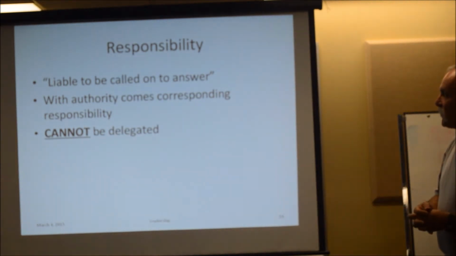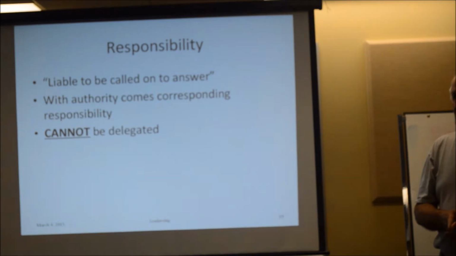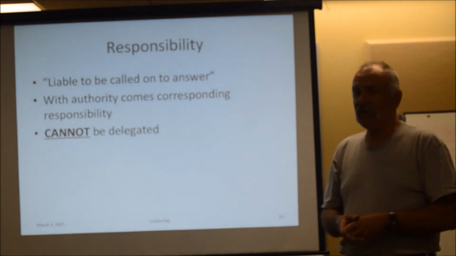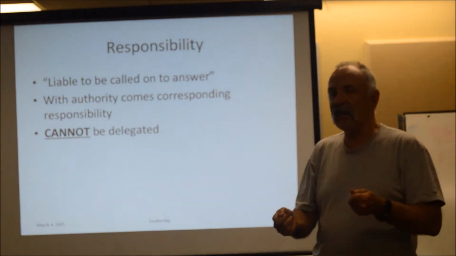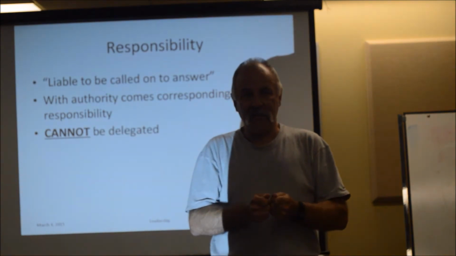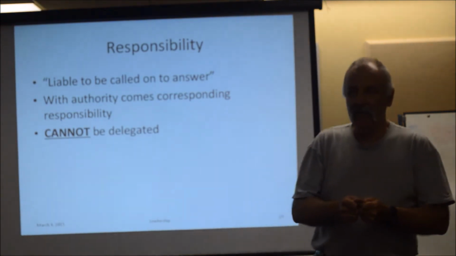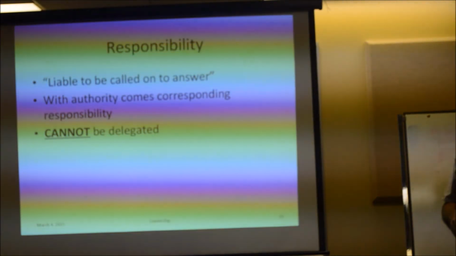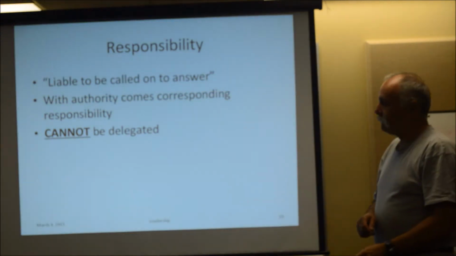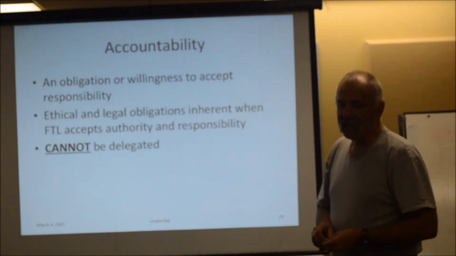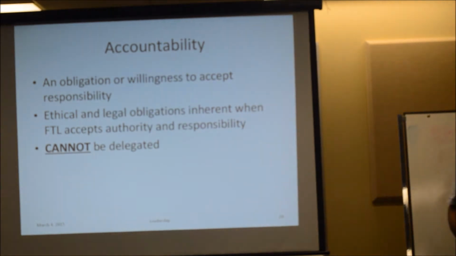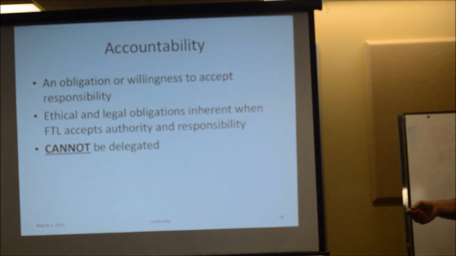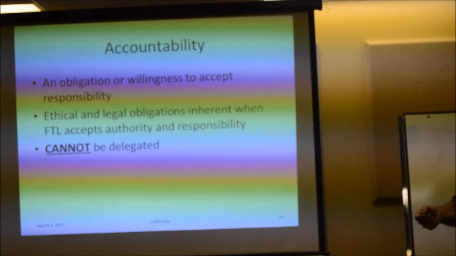As far as responsibility is concerned, you are answerable for whatever happens. There is a corresponding responsibility that comes with authority, and you cannot delegate this. You cannot delegate responsibility. Wherever the buck stops is where it stops, and it cannot move down. Accountability is an obligation or willingness to accept that responsibility. As an FTL, you accept authority and responsibility, and you cannot delegate.